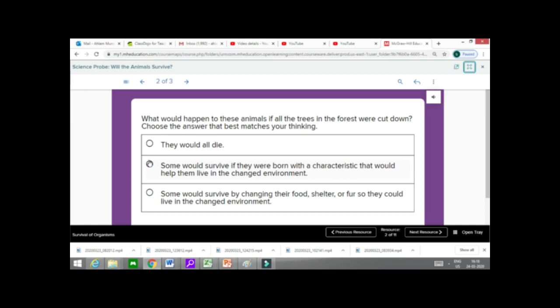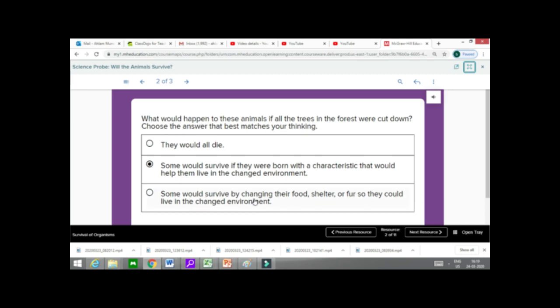Now, will the animals die because the trees had been cut down, or some of them will be able to survive if they were born with some special quality, some special characteristic that would help them to live in the changed environment with changed conditions, or some of them will survive by changing their food, shelter, or fur in the changed environment.